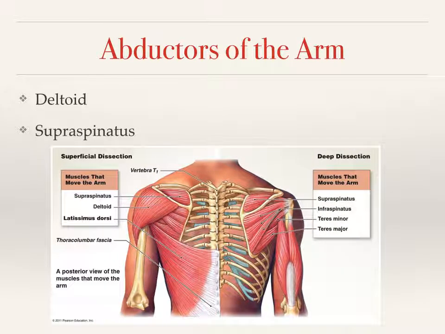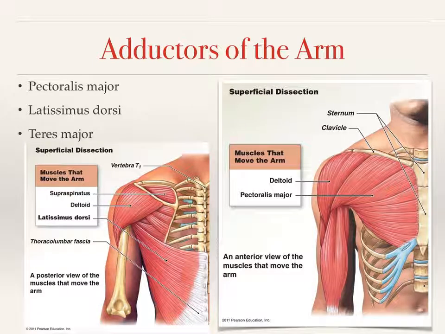So as you will recall, abduction refers to moving the arm away from the midline of the body. Two muscles abduct the arm, and these are the deltoid and the supraspinatus. In contrast to abduction, adduction means actively moving the arm closer to the midline of the body. Three muscles adduct the arm. These include the pectoralis major, latissimus dorsi, and teres major.